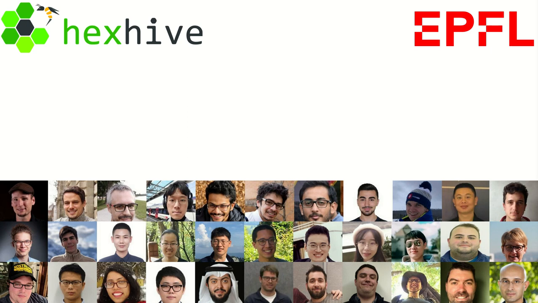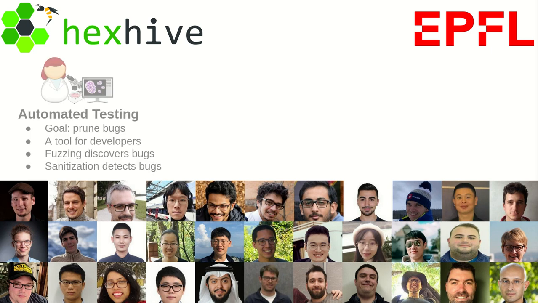And we are working in 3 different areas of research. The first of which is automated testing, where the goal is to get rid of as many bugs as possible. So this is a tool for developers that allows them to target their code and find and fix as many of the vulnerabilities as possible. And here some of the keywords are fuzzing, which is an automatic testing approach to discover bugs, and sanitization to detect the bugs when they are being triggered.